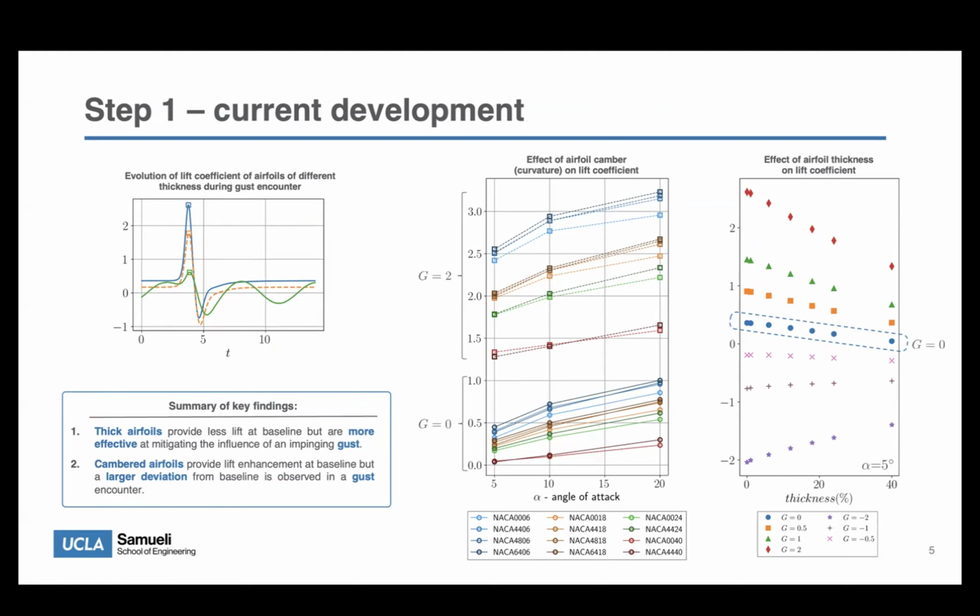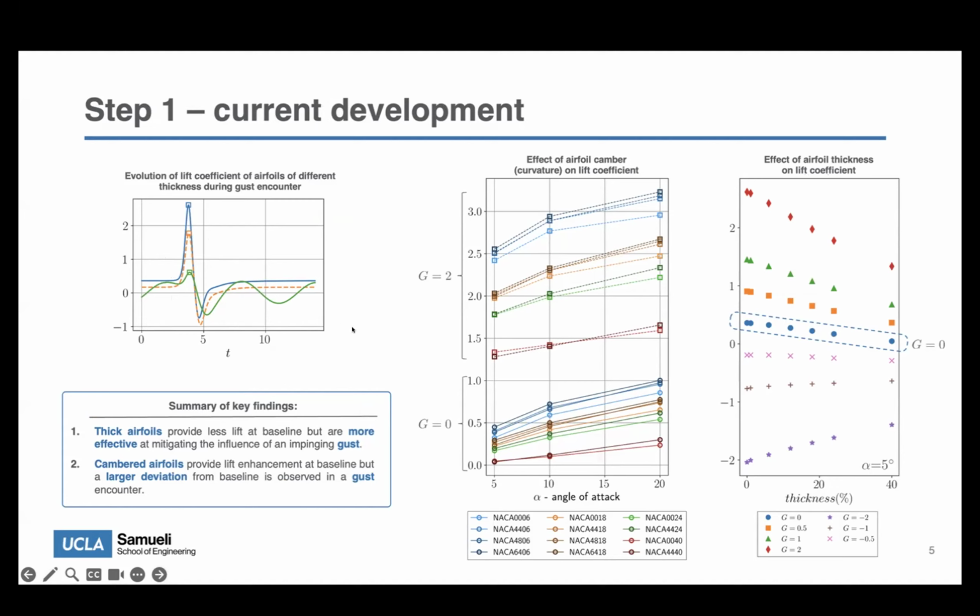So the lift is the force in the vertical direction that's sustaining our vehicle. And when we throw a gust onto the airfoil, what we see is that there's a peak in the lift and then it drops. And here I'm showing 3 examples for 3 different airfoils, but what we're trying to do is reduce the magnitude of these 2 peaks.